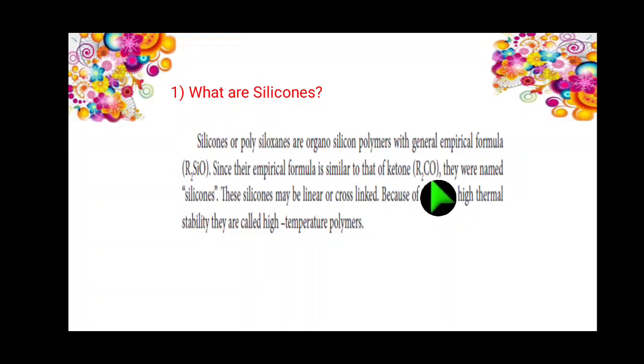Usually R2CO means we call acetone, right? So in the place of carbon, silicon is there, that's why it's called silicone. These silicones may be linear or cross-linked. Because of their very high thermal stability, they are called high temperature polymers, right?